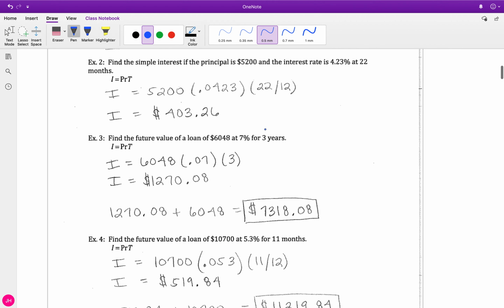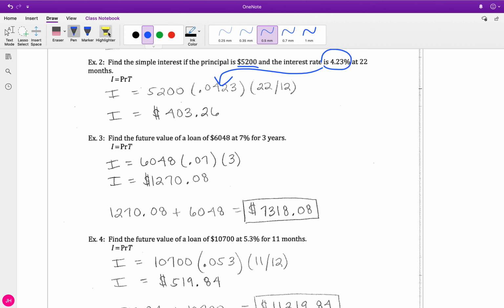This next one's going to work similar. The tricky thing on this one is I gave you the P, gave you that interest rate, but I'm going to change it to a decimal, remember? And if you don't remember how to change to a decimal, you can divide by 100 every single time.